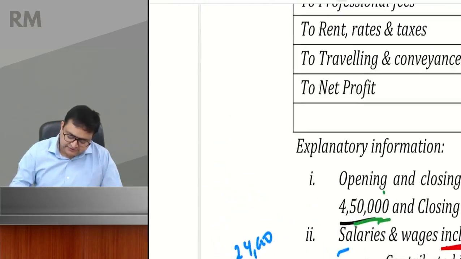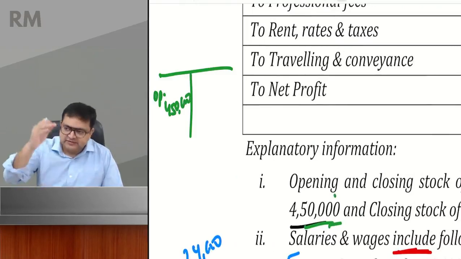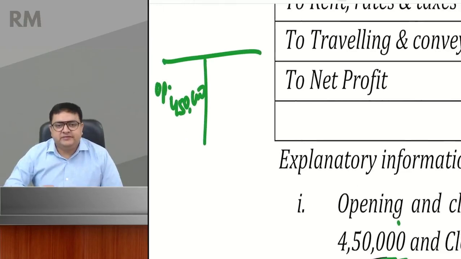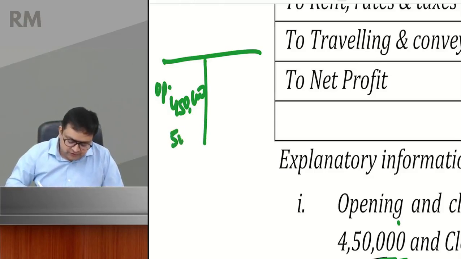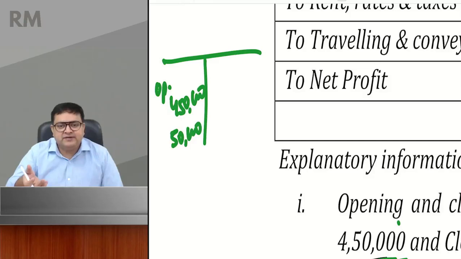So in opening stock, we have recorded 4,50,000, which is undervalued, and this is actually 90%. So tell me what is the correct amount. I believe everybody will be able to say 5 lakh: 450 divided by 90 into 100, 5 lakh. So it means that you should show 50,000 more in your debit side.